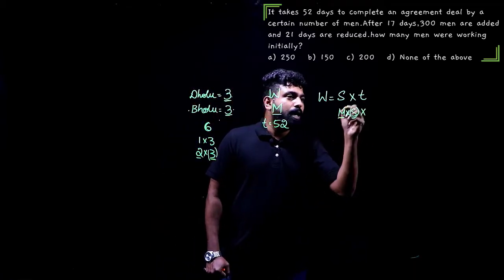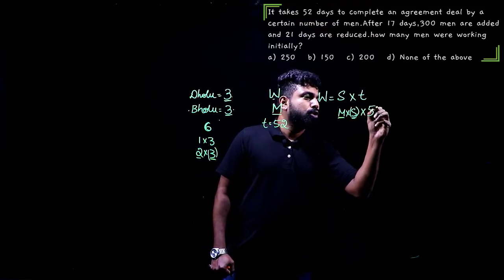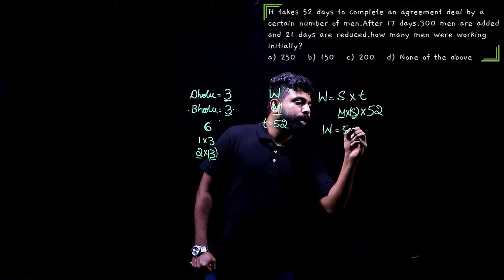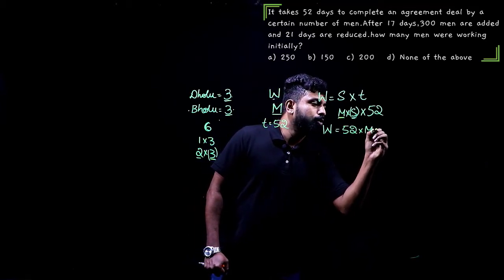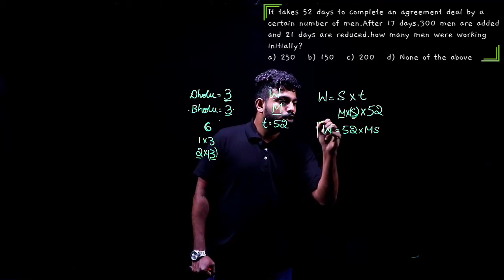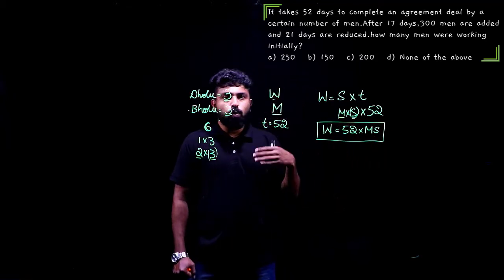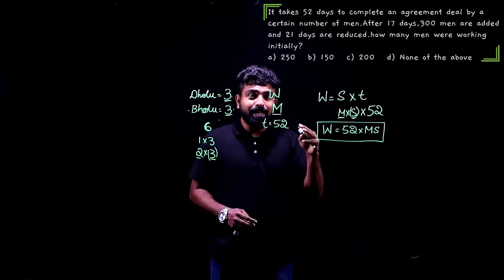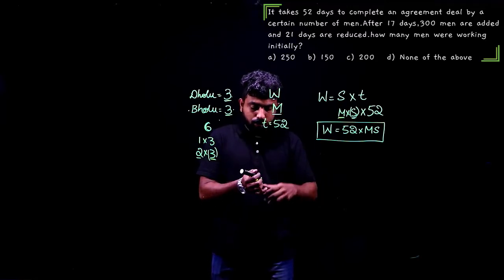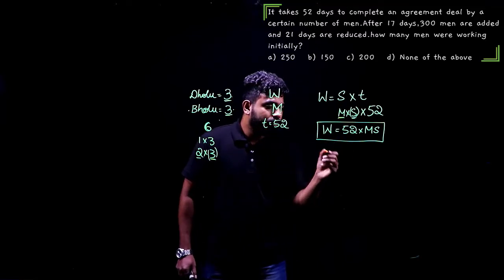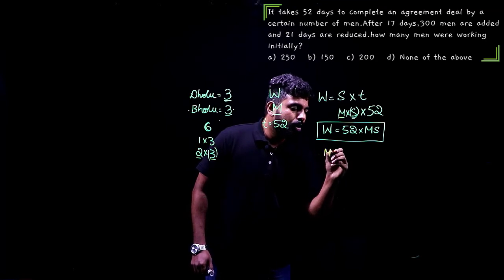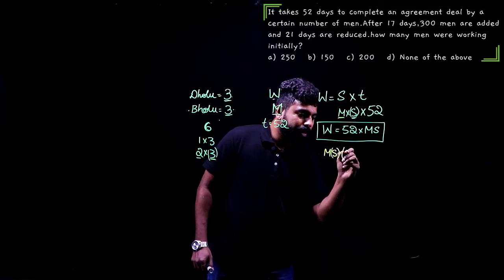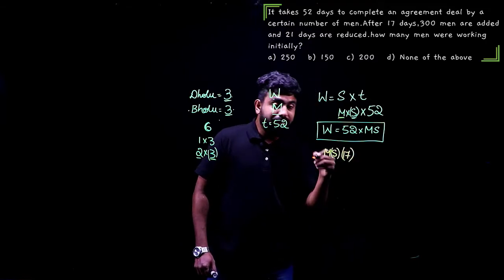So the time here we know, which is 52 days. So what was my total work? Finally, it will be 52 into ms. So this was my total work. Now, what happened is, after 17 days, till 17 days, these m men were working. So m men with the speed of s, ms, into the time taken, 17 days. For 17 days they were working.